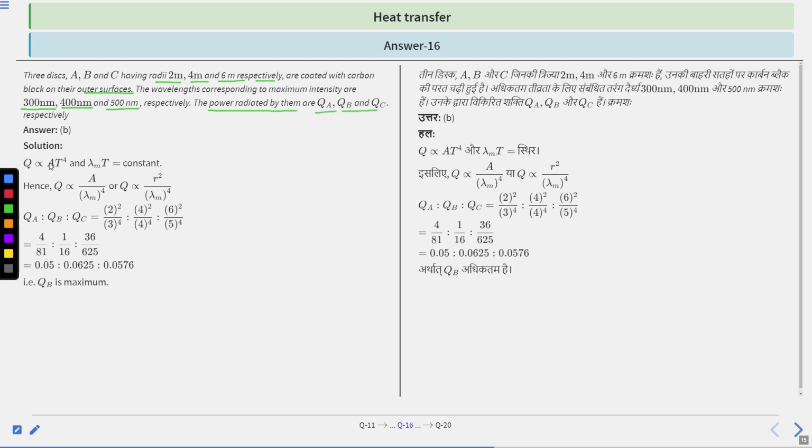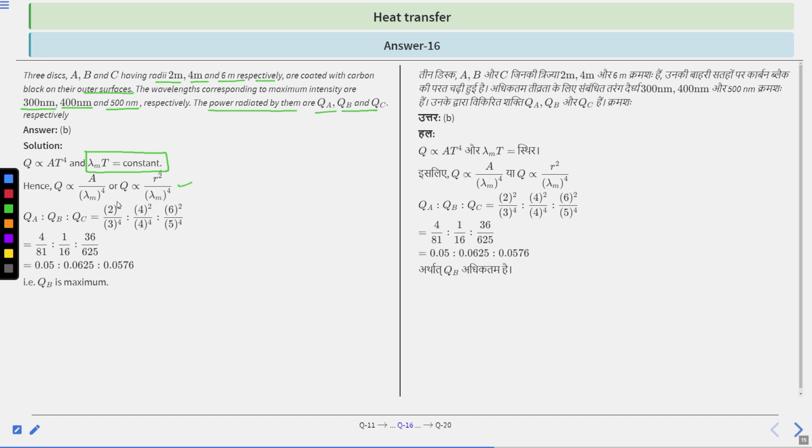We know Q is directly proportional to A (lambda T) whole power 4, and lambda_m T is equal to a constant. This is Wien's displacement law. So Q is directly proportional to A divided by lambda_m whole power 4, or we can say Q is directly proportional to r square divided by lambda_m whole power 4.